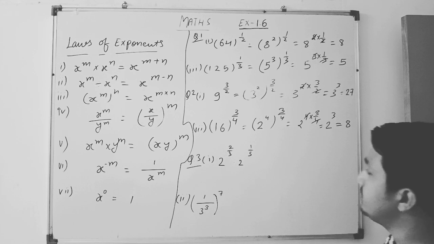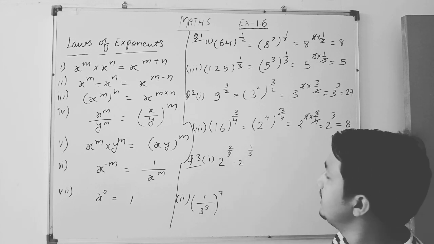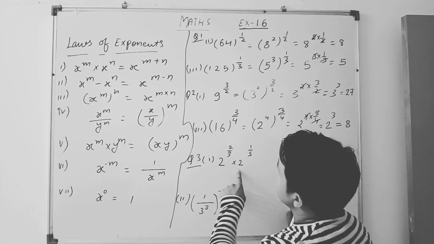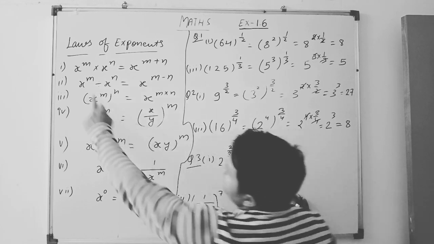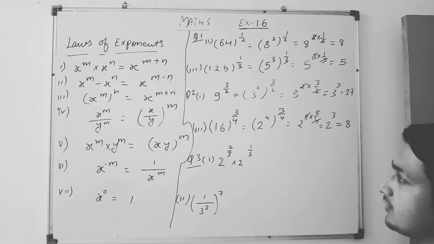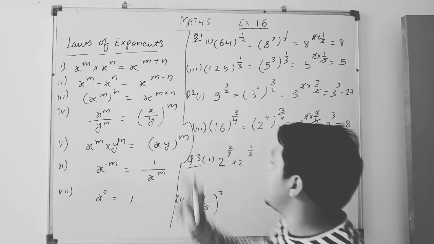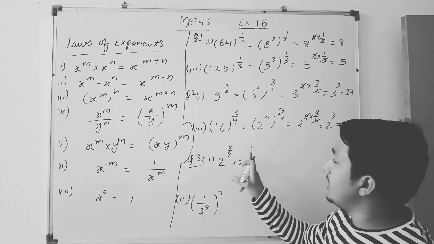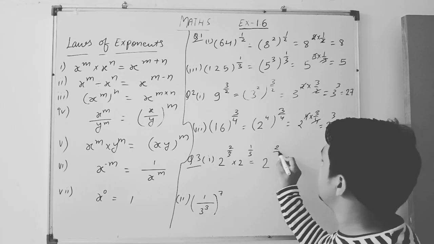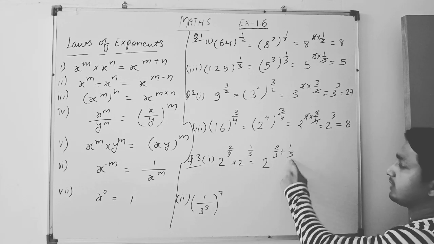Okay. Now 2 to the power 2 by 3 dot 2 to the power 1 by 5 is written. This dot means multiplication. So we can see that bases are same and powers are different. So we will use the first law of exponents here: x to the power m into x to the power n is x to the power m plus n. When bases are same and powers are different, the powers will be added. So we can write it here as 2 to the power 2 by 3 plus 1 by 5.